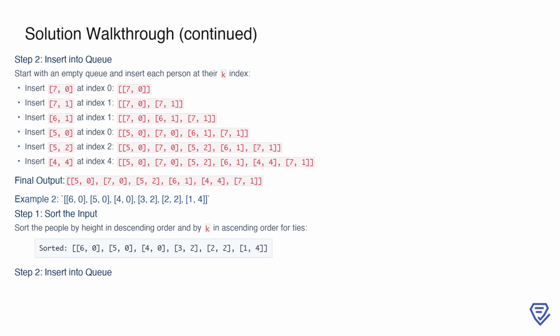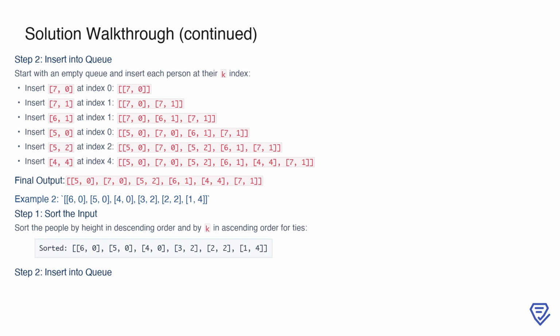Now that we have the sorted list, we can begin inserting each person into the queue at their k index. Starting with an empty queue, we first insert 7 0 at index 0, resulting in 7 0. Next, we insert 7 1 at index 1, making the queue 7 0, 7 1. Then, we insert 6 1 at index 1. This pushes 7 1 to the right, giving us 7 0, 6 1, 7 1. Continuing, we insert 5 0 at index 0, which shifts all existing elements to the right, resulting in 5 0, 7 0, 6 1, 7 1.